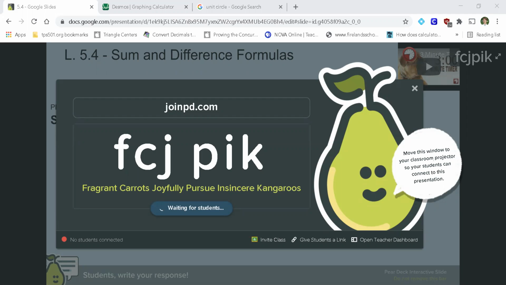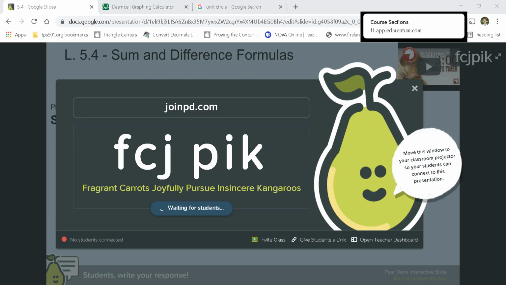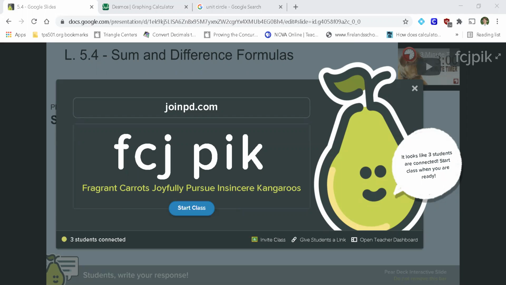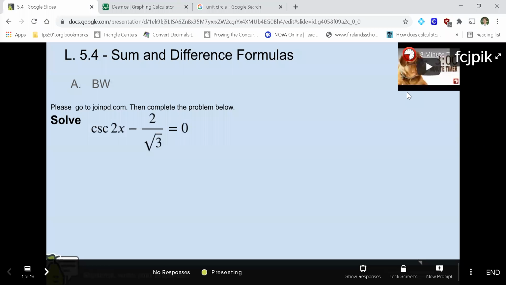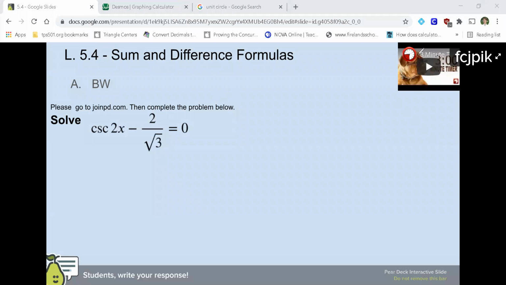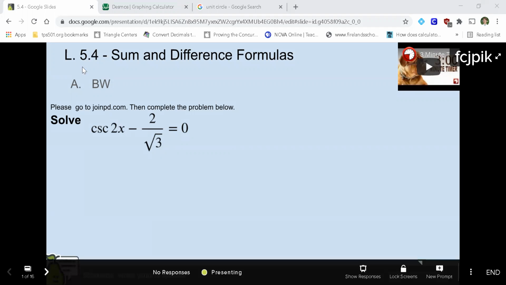For bell work today, actually, we're not going to do traditional bell work today. I think I'm just going to lecture over it, because these are the type of problems that I wanted to get to yesterday that we weren't able to. So I'll give you a minute to get your notes out. We're going to finish 5.3, which hopefully shouldn't take too long, and then 5.4 sum and difference formulas.